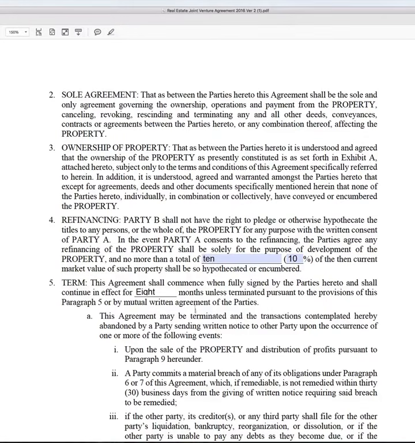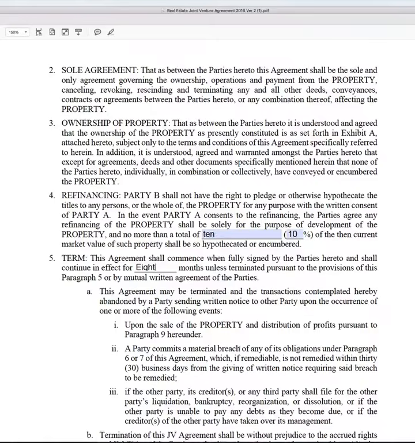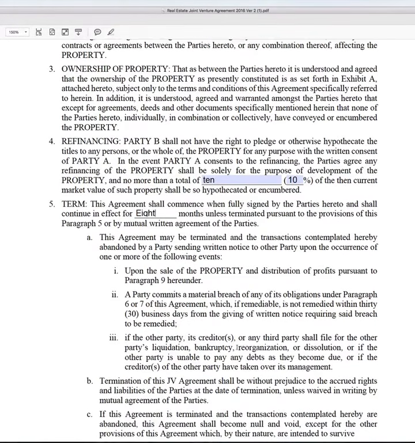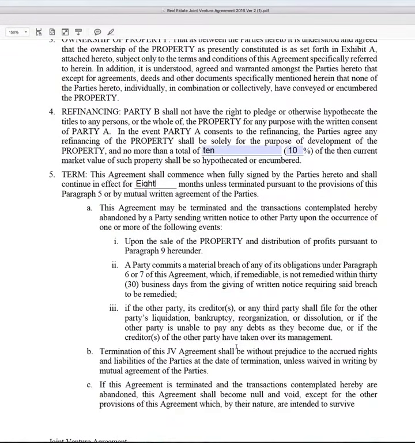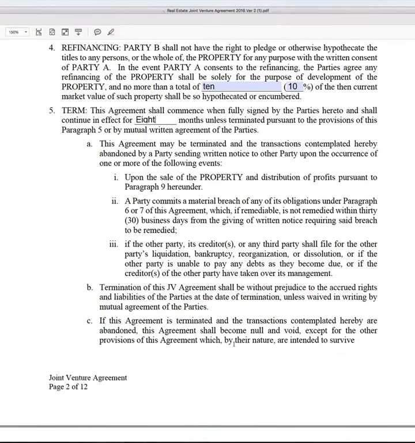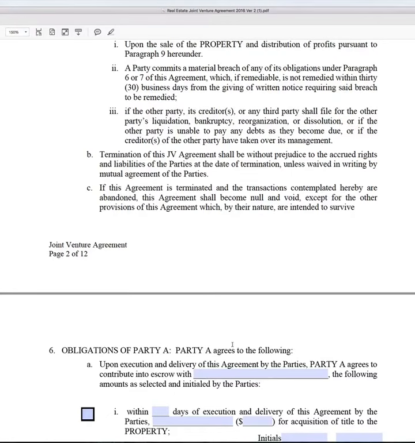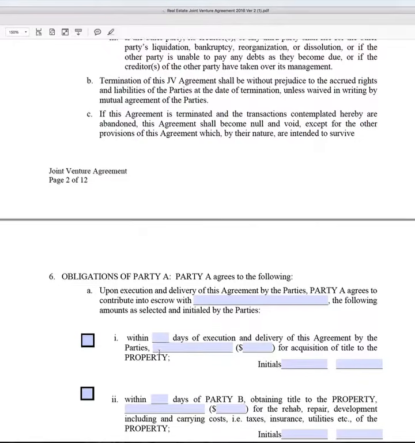Now, of course, you can read through here. It talks about when the agreement is terminated. Of course, it's going to be terminated when the property sells. If someone breaches, if somebody doesn't do what they say, or they go into bankruptcy or liquidation, then those are going to terminate this agreement. These clauses are very self-explanatory, and they make sense. When you read through it, you'll get an idea of what the intent is behind it.